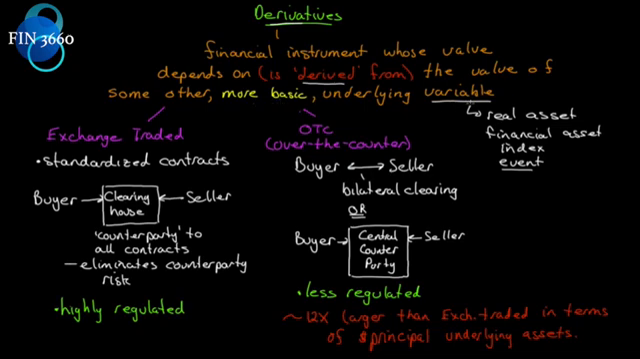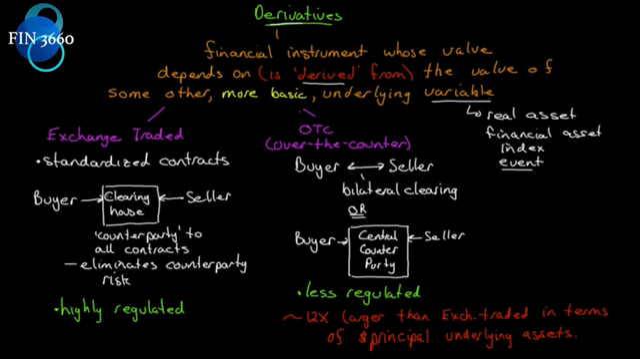Now, derivatives can be exchange traded or over the counter. Exchange traded are standardized contracts. OTC can be standardized, but they allow for a lot of customization that can't be found on exchanges. On exchange traded, a buyer and a seller come together to form a contract. We'll see later on that all derivatives require a buyer and a seller, and they enter their contract through a clearinghouse, so that the clearinghouse is the counterparty to all contracts.